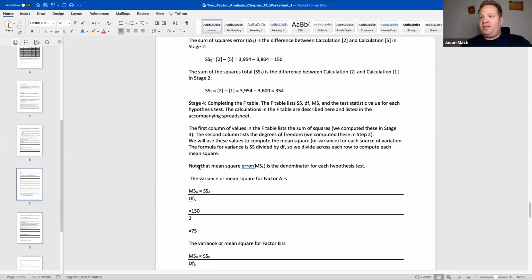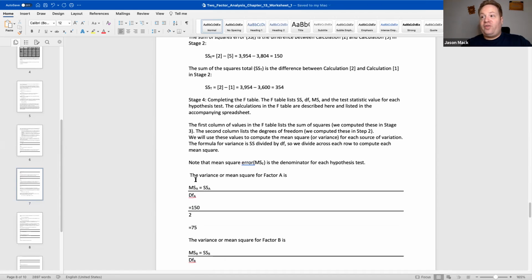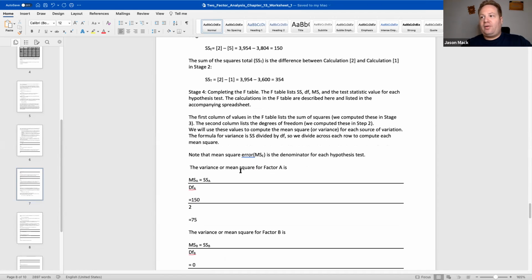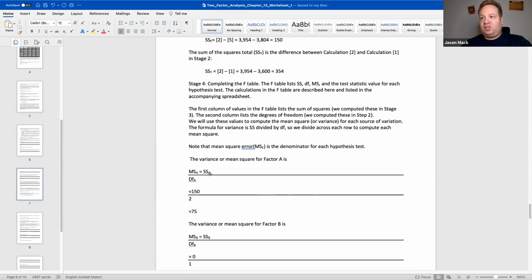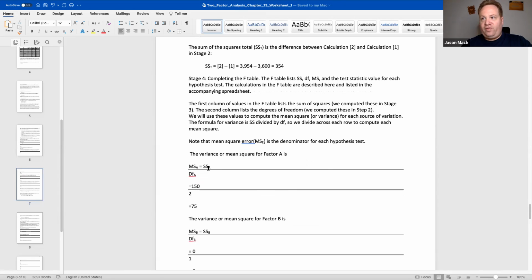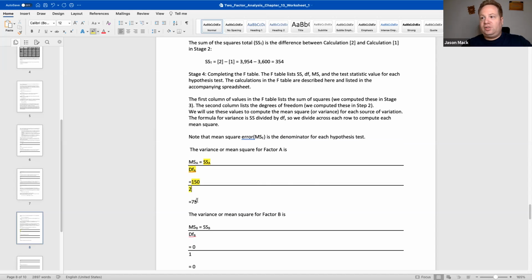I believe I just mentioned, note the mean square error is the denominator for each hypothesis test. Therefore, the variance or mean square for factor A, MSA, is the sum of the squares A divided by the degrees of freedom A. Therefore, that is 150. That's this number right here plugged in here. And that divided by our degrees of freedom for factor A, which is 2, equals 75.